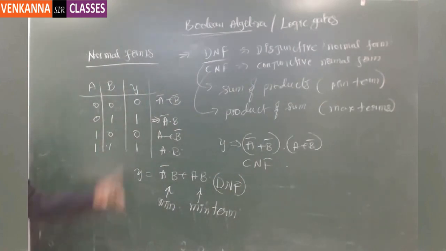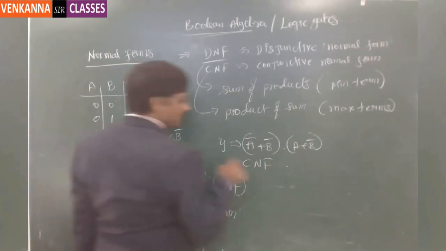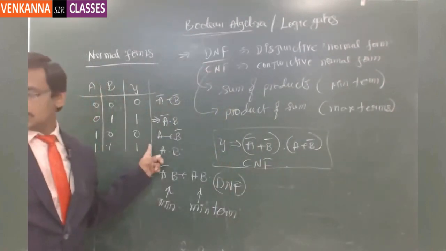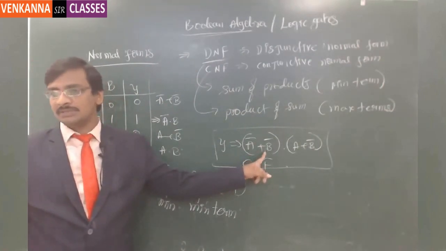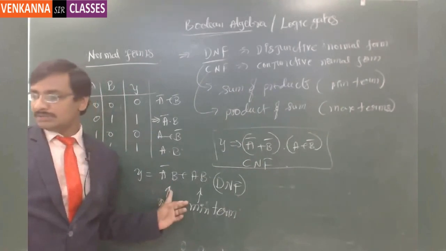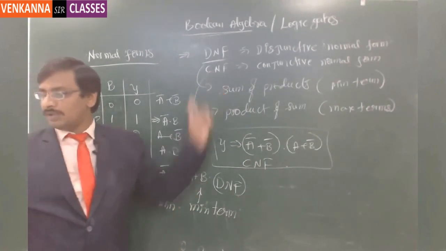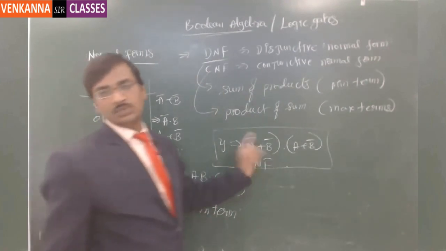Got it? So wherever the ones are there, you are using those ones to construct the Boolean function so that you can get the resultant output you require, right? And similarly, this can be done with the help of zeros with the help of plus. Plus terms are called max terms and dot terms are called min terms. And this entire expression is one form of the Boolean function, this is the DNF or disjunctive normal form, and this is the conjunctive normal form.